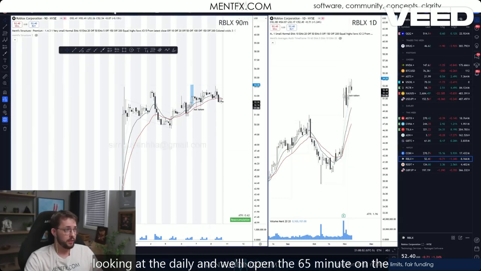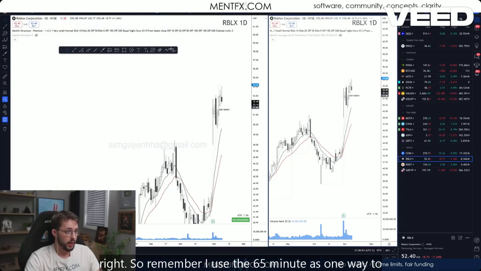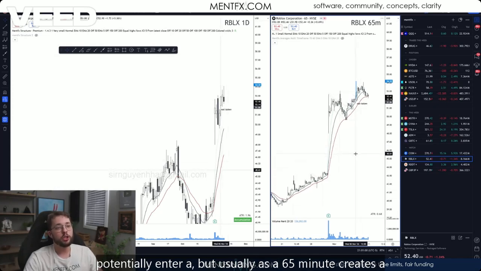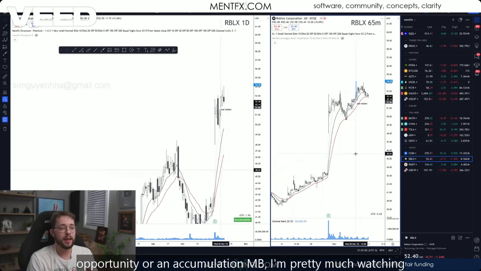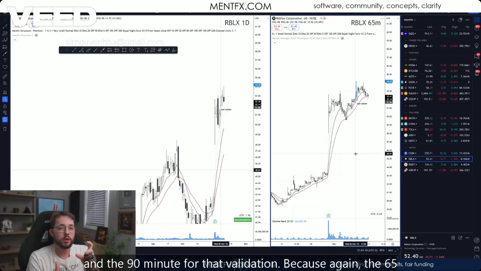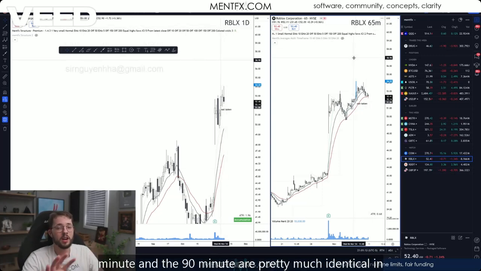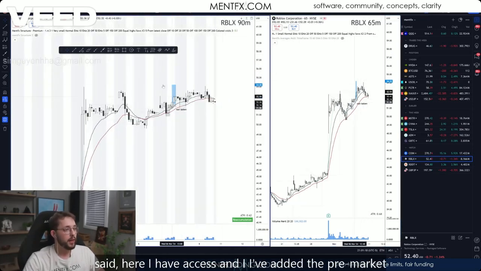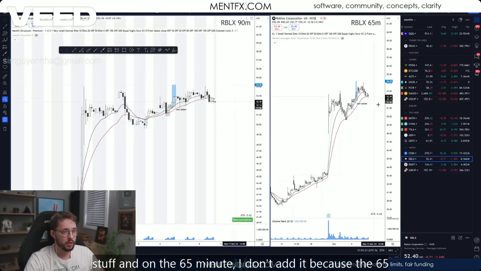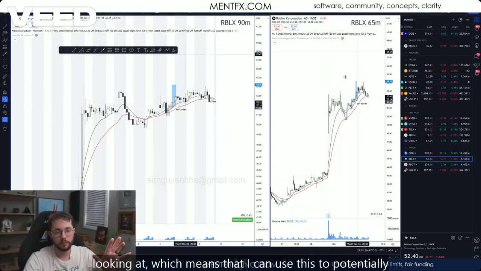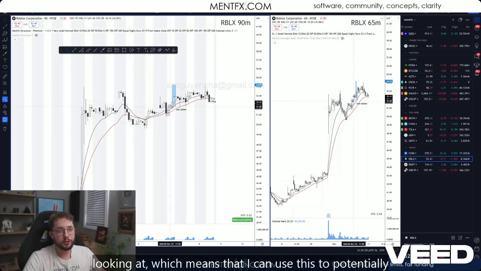Let's start by looking at the daily, and we'll open the 65-minute on the right. Remember, I use the 65-minute as one way to potentially enter, but usually as a 65-minute creates an opportunity or an accumulation MB, I'm pretty much watching the 15-minute for entry and the 90-minute for validation. The 65-minute and the 90-minute are pretty much identical in validation, but the reason I do the 90 is because here I have access and I've added the pre-market stuff. On the 65-minute, I don't add it because the 65-minute has 5 candles in a day for most stocks that I'm looking at, which means that I can use this to potentially get involved.